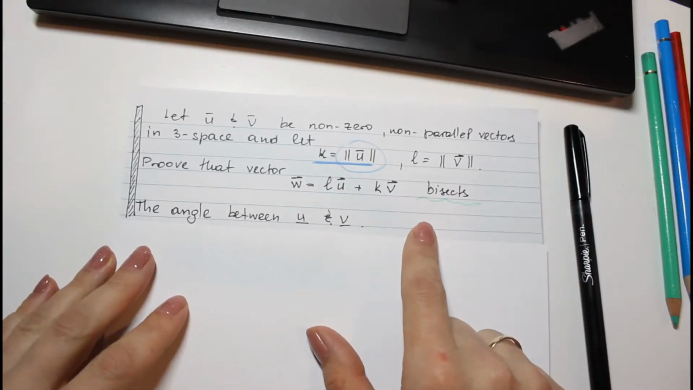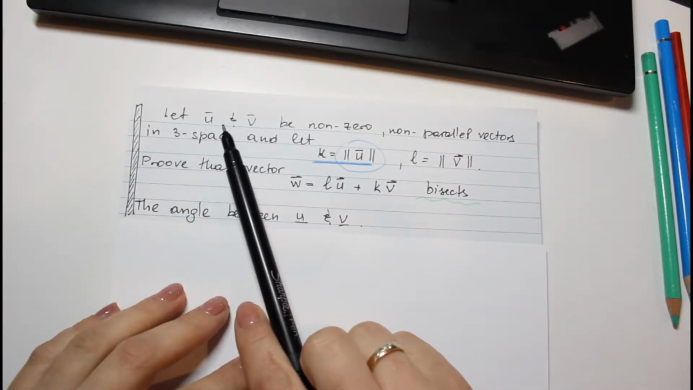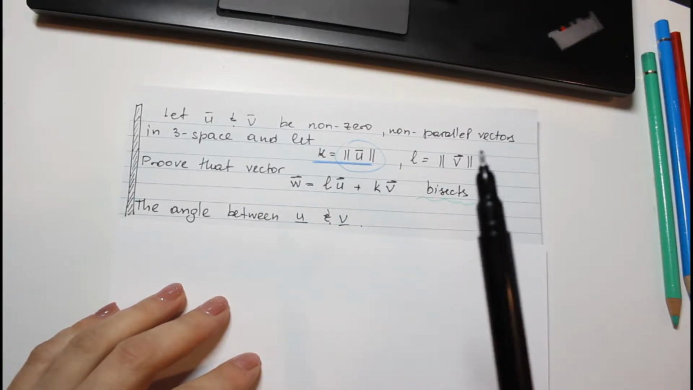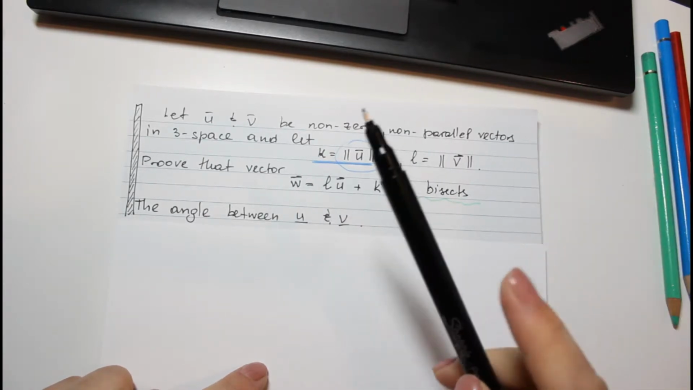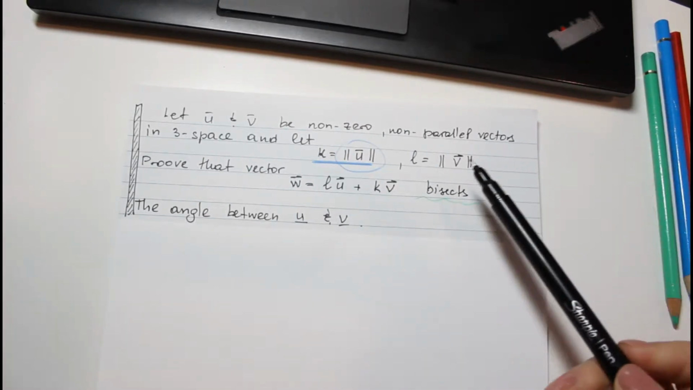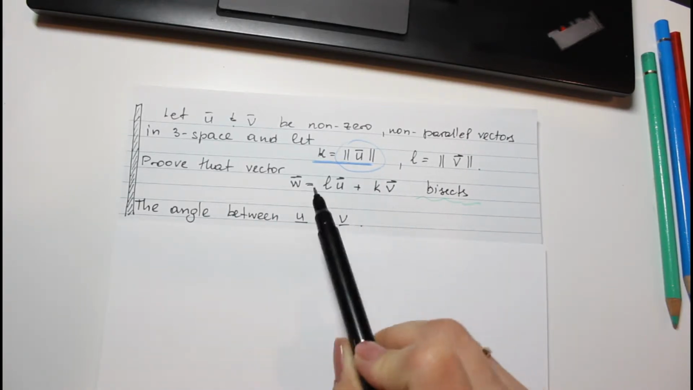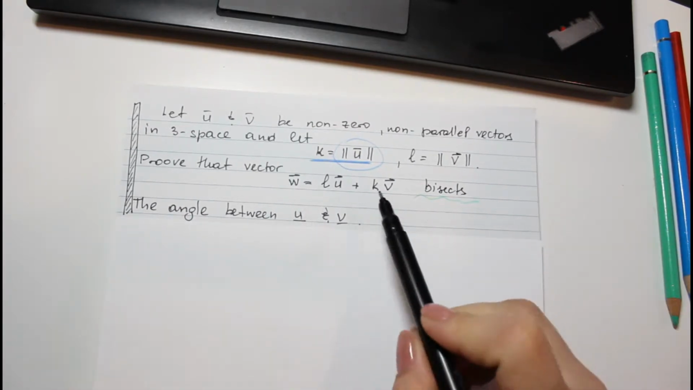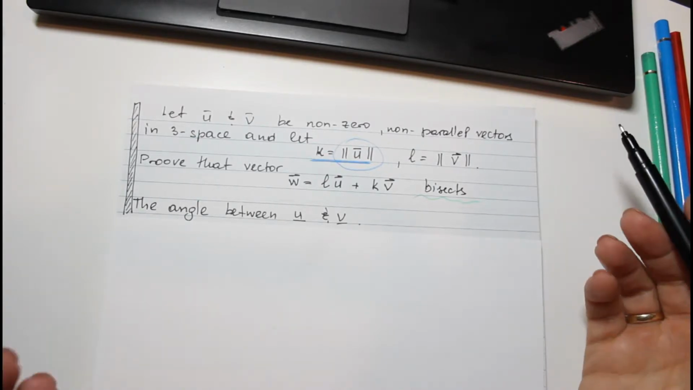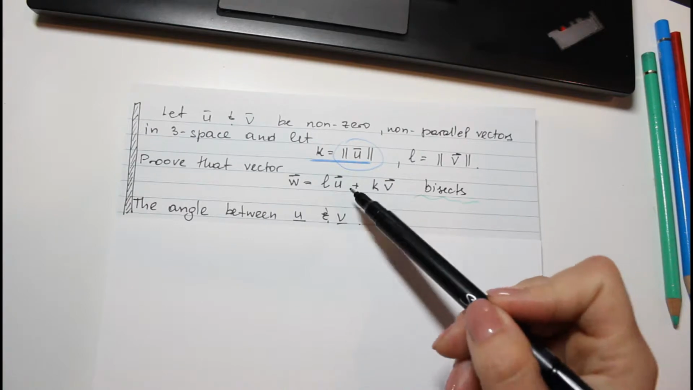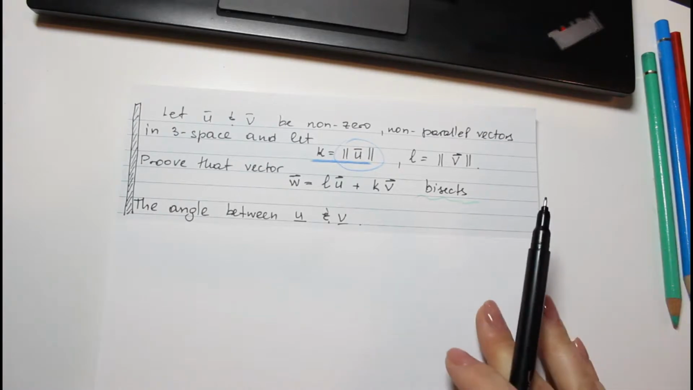So basically, here's the problem we will be working on today, or at least in this episode. It states that suppose we have two vectors u and v, both non-zero, non-parallel, and they are in 3D space. And let these two scalars k and l be defined like this, and we need to prove that some other vector w, made up of the product of the other two, u and v, bisects the angle between u and v. So the first thing to note here is that bisects means that this vector basically splits the angle between u and v in half. Okay, so that's the first step.